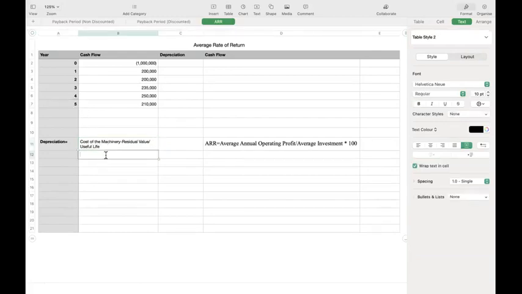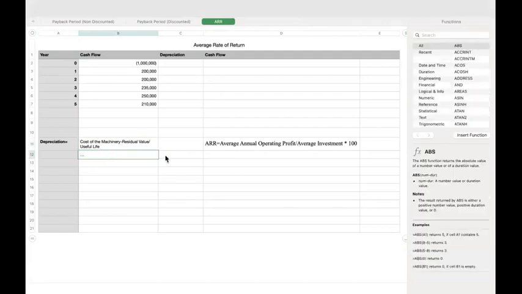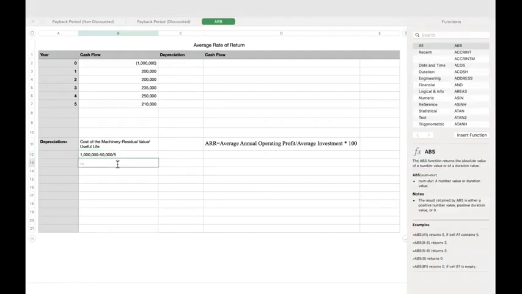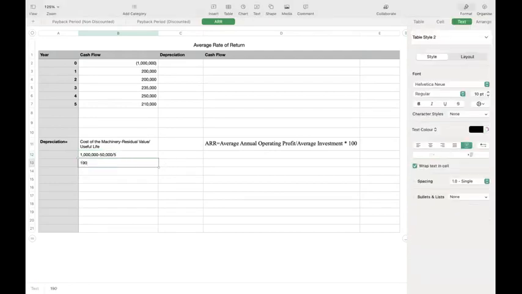So how do we calculate it? Cost of the machinery is equal to 1 million minus 50,000 divided by 5, which will give an answer of 190,000. And this is the annual depreciation. So this is the depreciation for only 1 year.